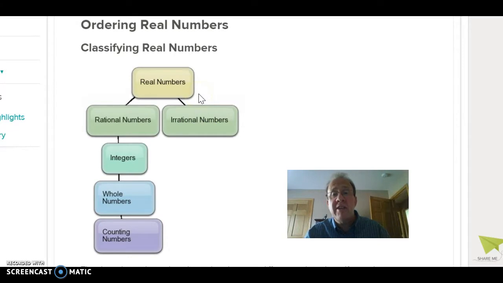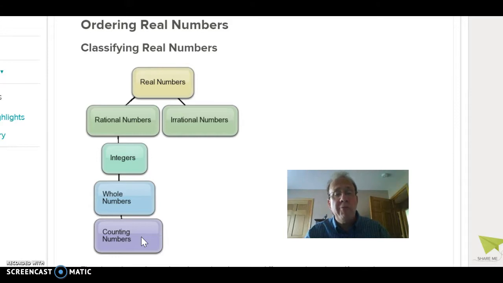2, -6, 3, 0, 2.72, 3/4. If it's a number and you can write it down on a piece of paper, it's real. And that's why the real numbers category is at the very top of this chart. Now, we have different kinds of numbers that we're familiar with, and they're all real numbers.